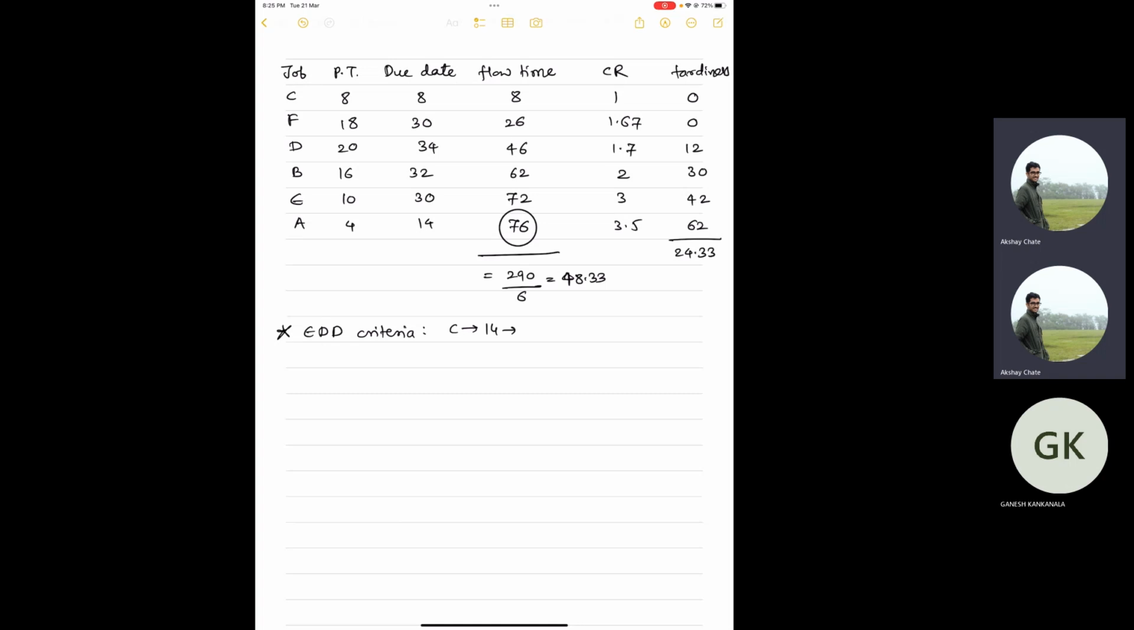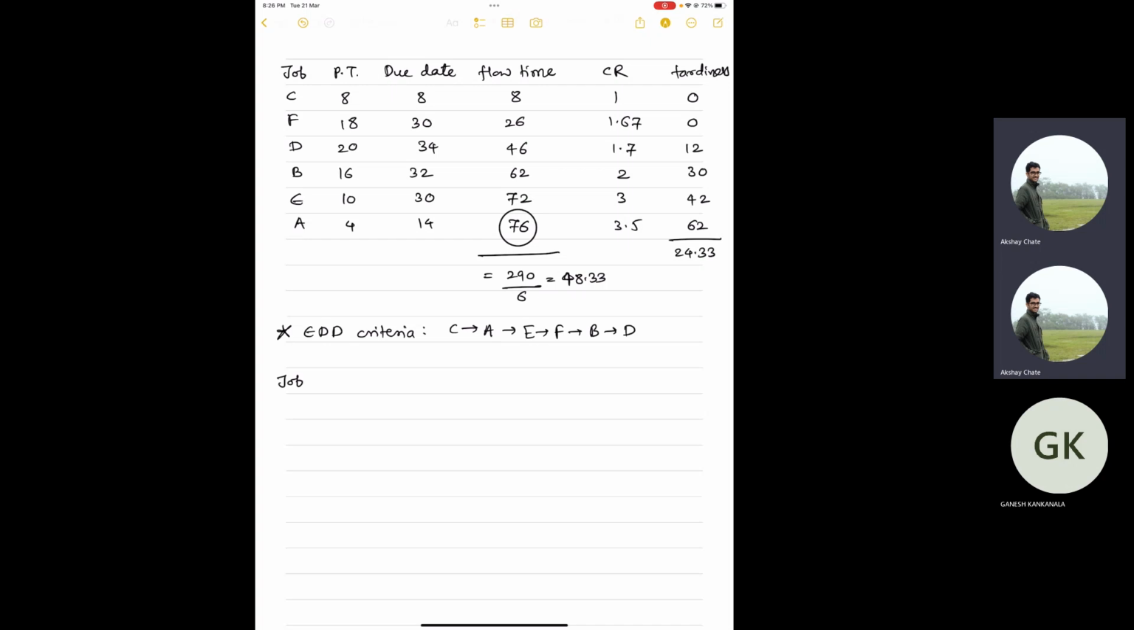Then we have E and F, which is a tie. So ideally what you should do is the calculation assuming E and F first and then with F and E. Numbers should not change much, but you should do it both ways and see. Here we'll do it one way because we have a time constraint. Then we'll do B, then D.